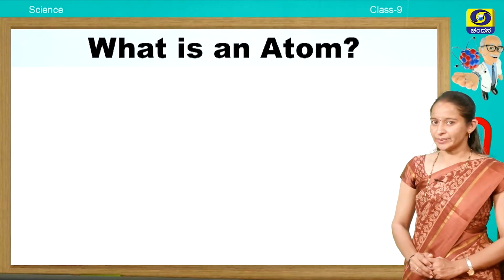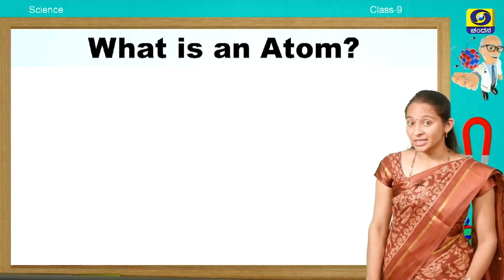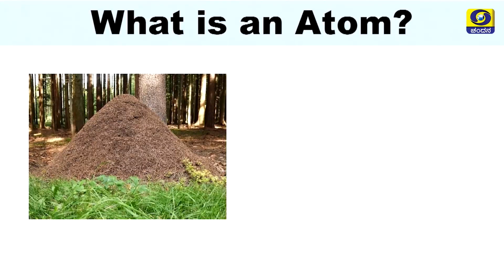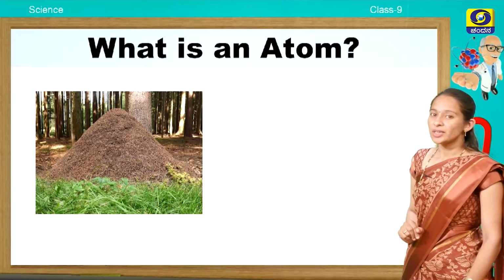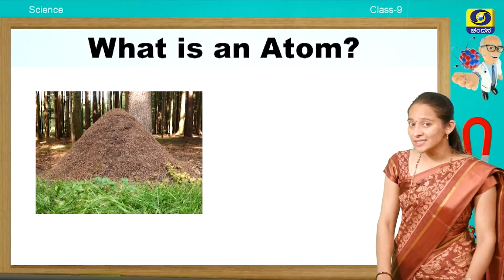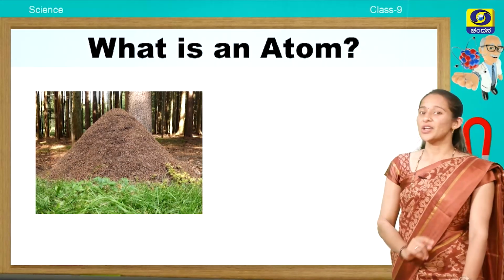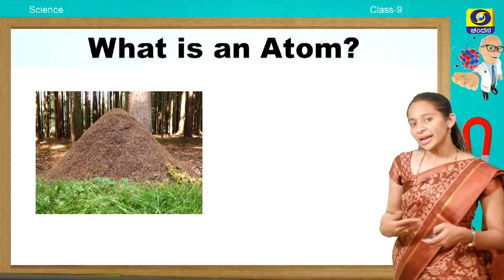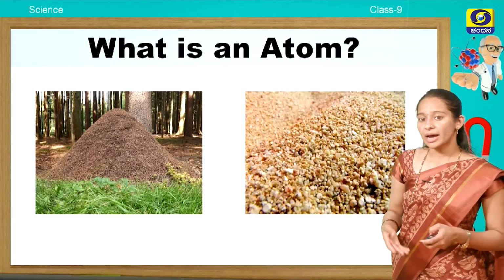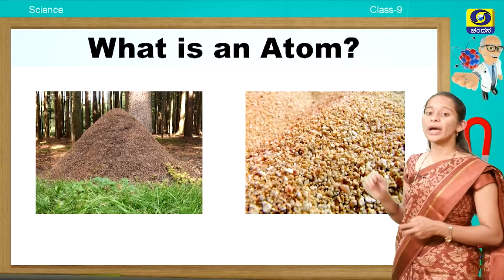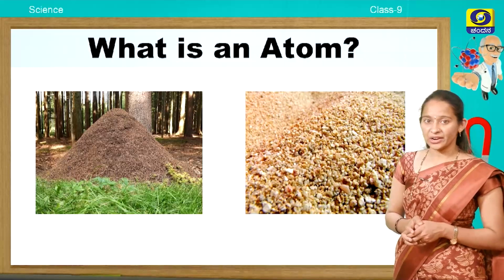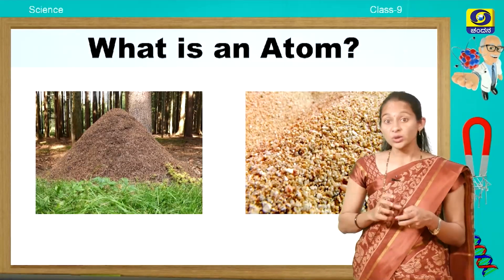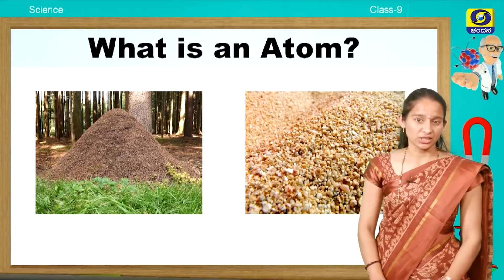What is an atom? To know what is an atom, I will show you a picture. Children, you can see a picture here. Can you identify what is this? Yes children, you have guessed it right, it is an anthill. What the anthill is made up of? Anthill is made up of minute particles of sand grains, right? Sand grains and soil particles are used up in making the anthill.